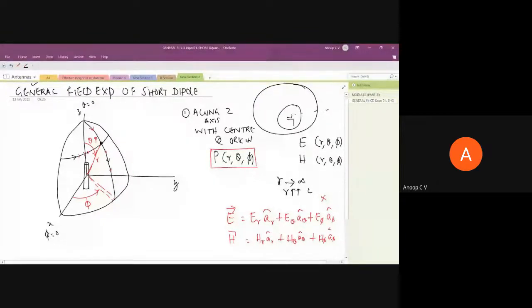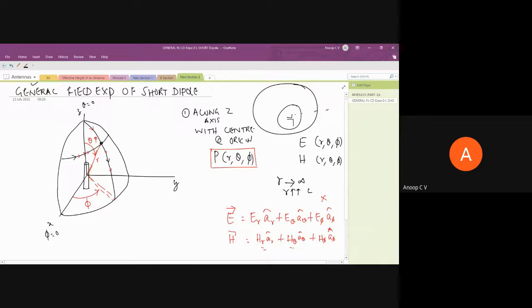And once we derive the expression, you will be able to see this r and theta component will not be there for the magnetic field. It will have only a phi component, right? But we'll see what happens. So I need you to visualize what will be the direction of E r, E theta, and E phi.